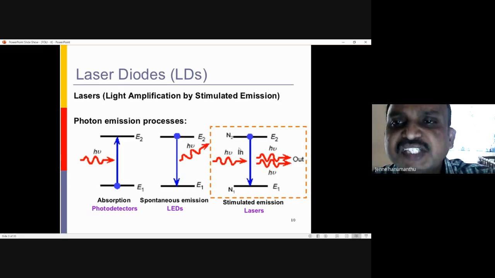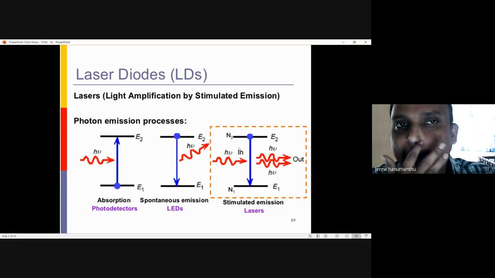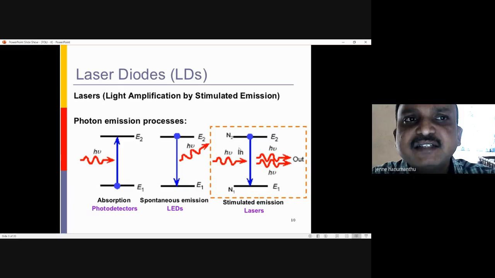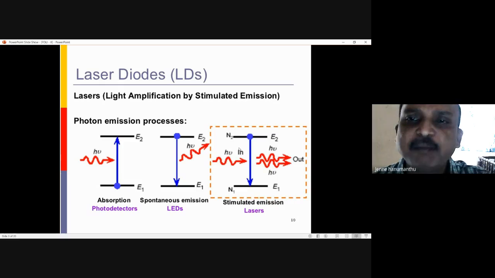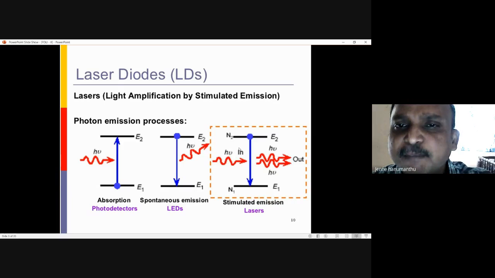More active region, I mean, the active area is large in size. So whatever light is emitted from the LED, the total light may not be coupled to the fiber, may not enter the core of the fiber. So what happens? Some of the light emitted by the LED may be wasted while coupling the LED with the optical fiber.